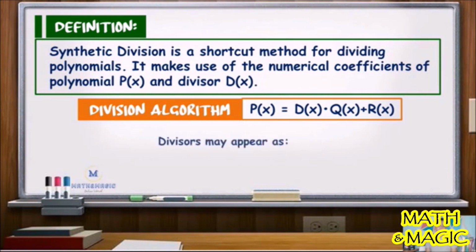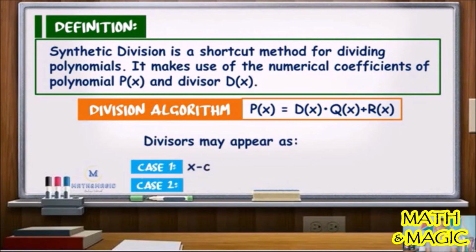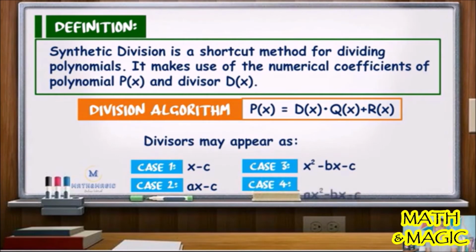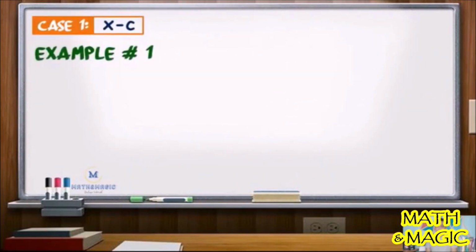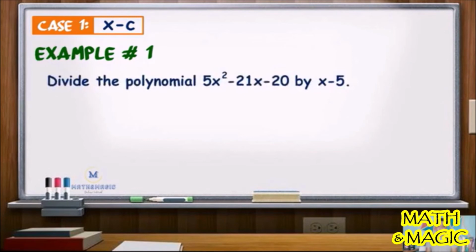x. And divisors may appear as x minus c, ax minus c, x squared minus bx minus c, or ax squared minus bx minus c. So, to better understand them, let's have some examples. For our case number 1, our divisor is in the form x minus c. So, divide the polynomial 5x squared minus 21x minus 20 by x minus 5.